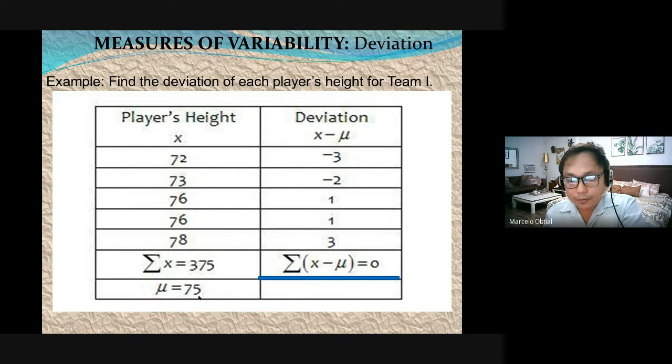So in short, kailangan mong kunin yung average. You add all, that's 375. You divide by the number of players, 5. Please be careful with the sign na dapat gamitin.